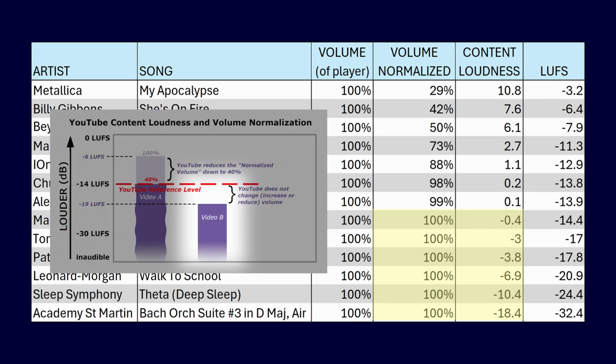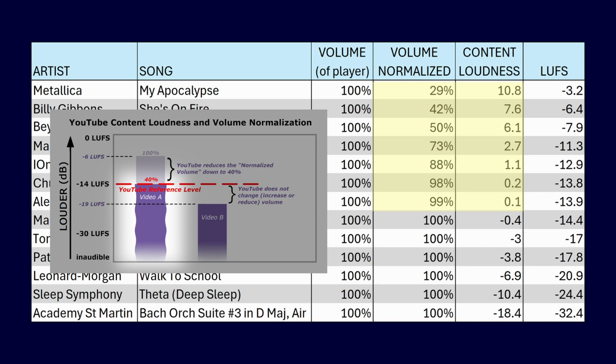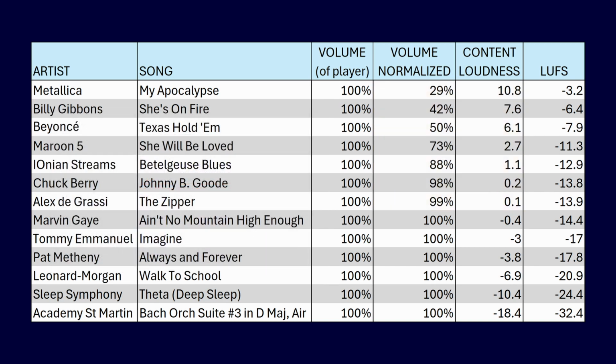Because these songs are quieter than the target, YouTube uses the full, 100% volume, as you delivered it. But all the songs with a positive content loudness have a normalized volume below 100%, showing that YouTube has reduced the volume of these too loud videos. For Beyoncé's song, its content loudness is 6.1 dB too loud, at least, too loud for YouTube. Thus, YouTube has reduced the normalized volume down to 50% of the original. Beetlejuice Blues is 1.1 dB over the reference level, so it is normalized to 88%. The hottest song on the list, Metallica's My Apocalypse, is reduced way down to 29% of its original volume.